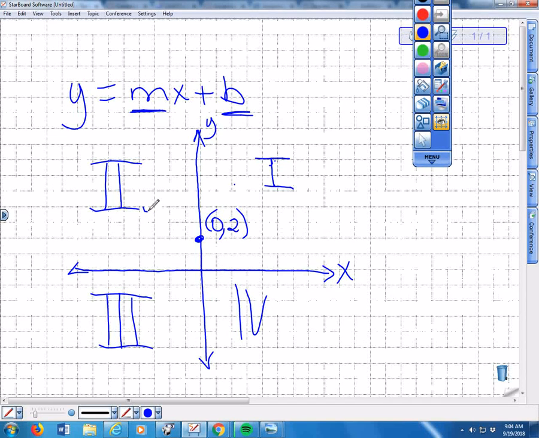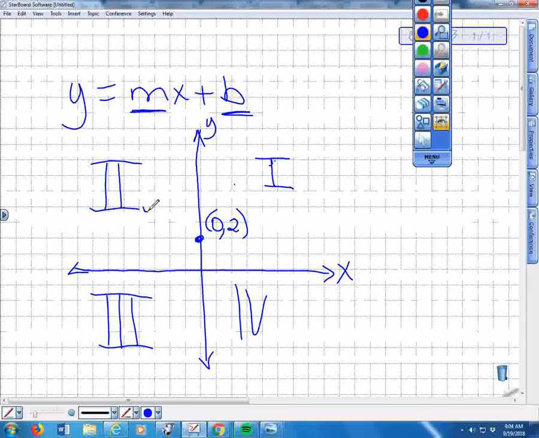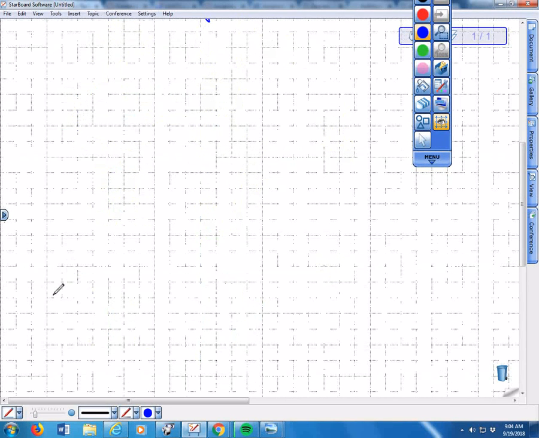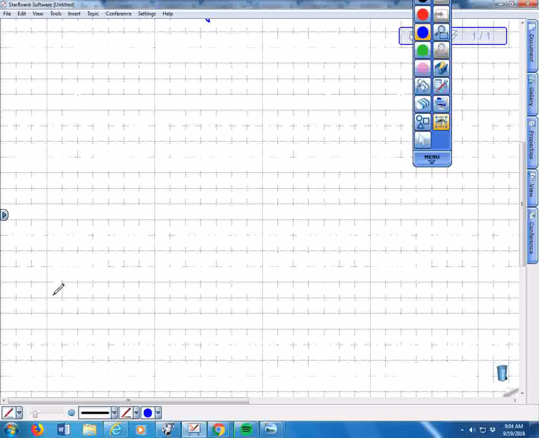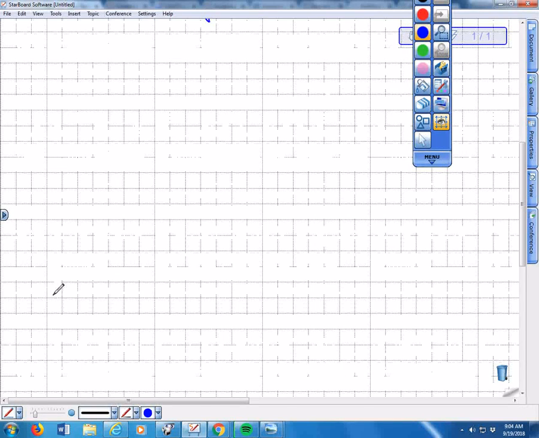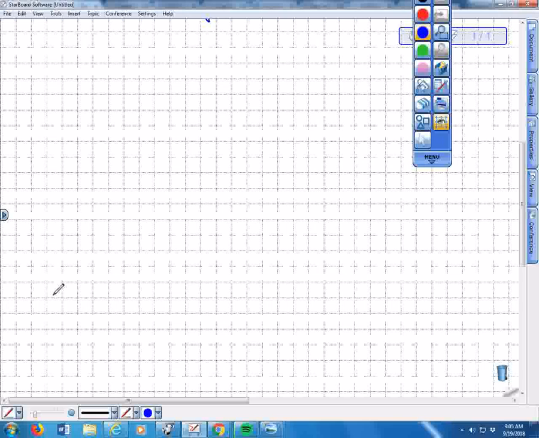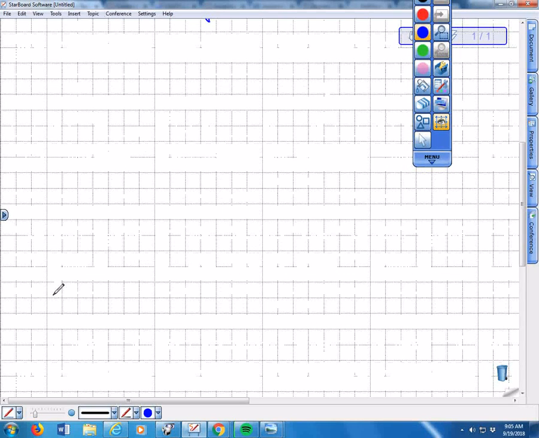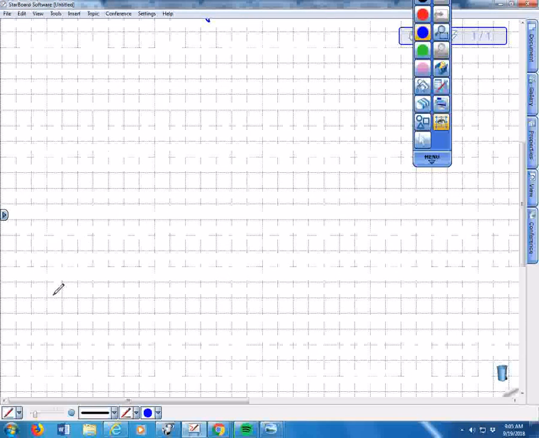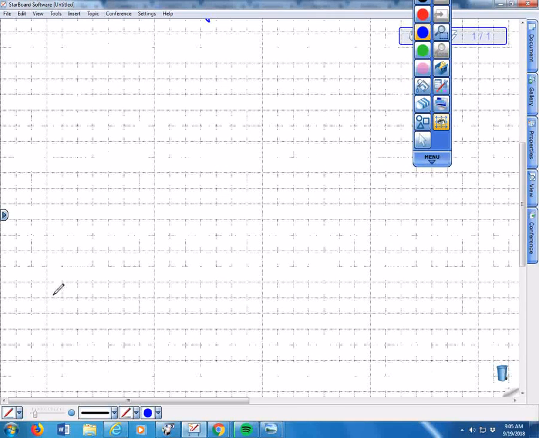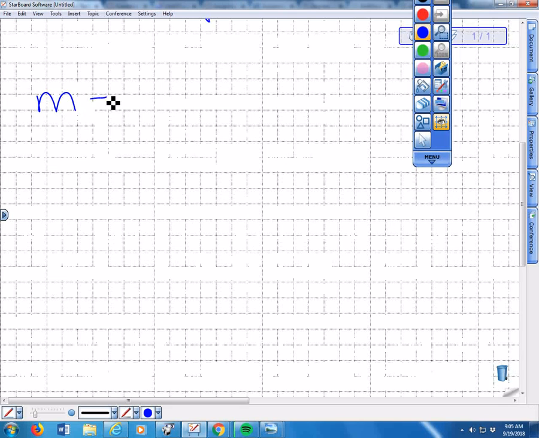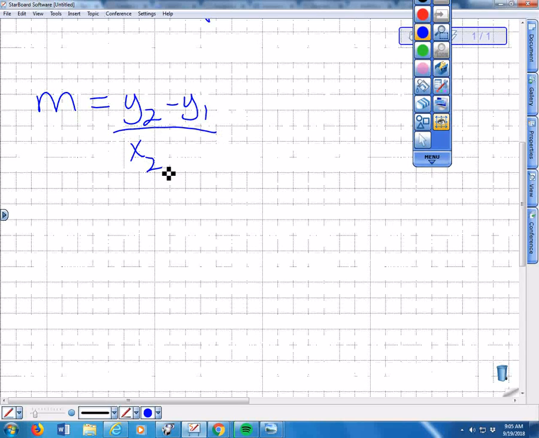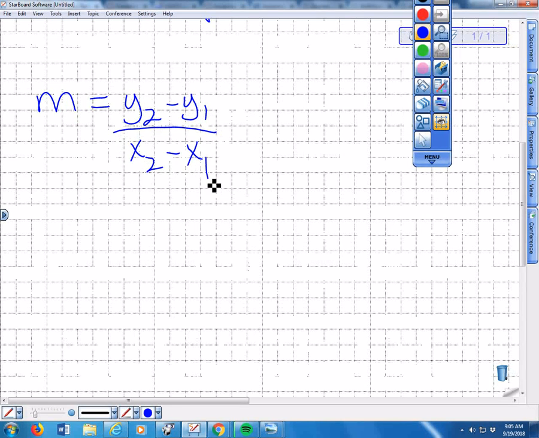Okay? 4 quadrants. Okay, so in this section we're going to learn how to find the slope 2 different ways. One is knowing the slope formula, which when it comes time for a test, when you haven't seen it in months, the chances of you remembering it are pretty slim because there's a lot of stuff in that head that you're trying to keep track of. But the slope formula, m is slope, is the change in y over the change in x.